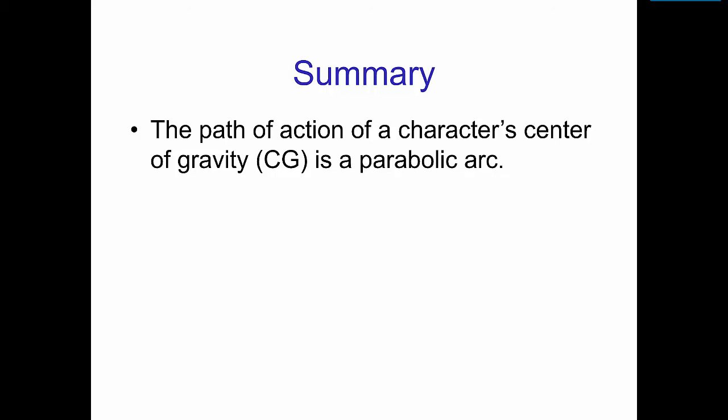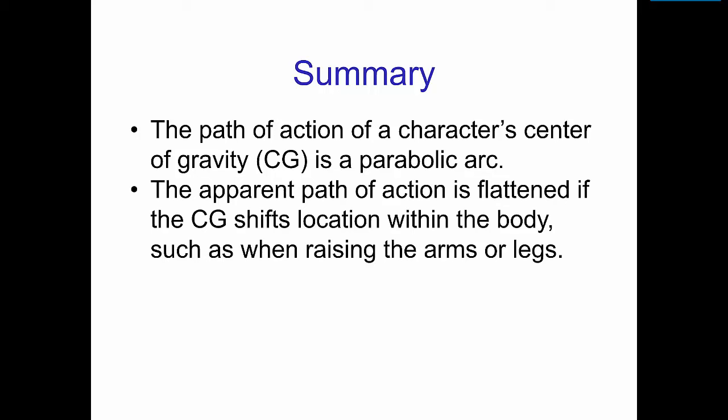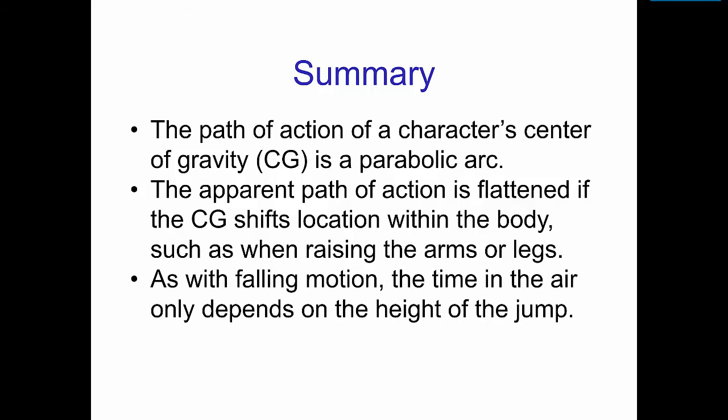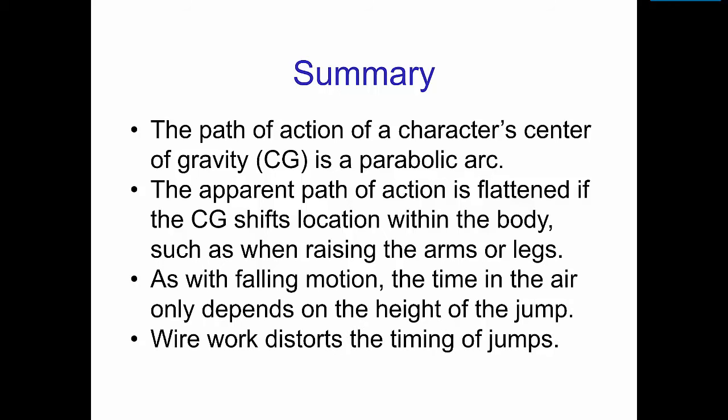In summary, the path of action of a character's center of gravity is a parabolic arc. The apparent path of action may not look like a parabolic arc if the character shifts the location of the center of gravity. This typically happens when they move their arms and legs. As with simple falling motion, the time in the air depends on the height of the apex. The table that I gave you has the matching jump heights and jump times. You can also use the formula. And finally, the timing of a jump sometimes is distorted in action sequences that use wire work.